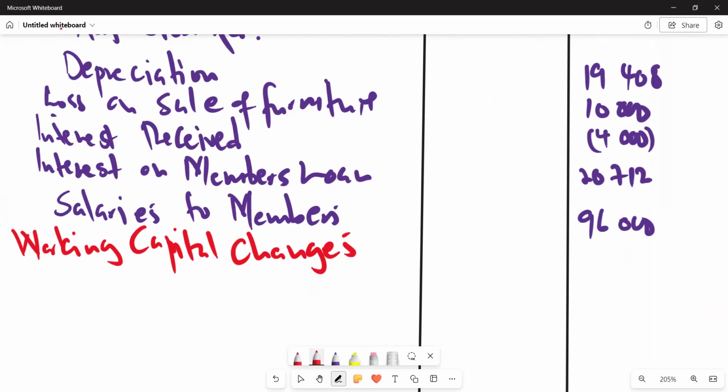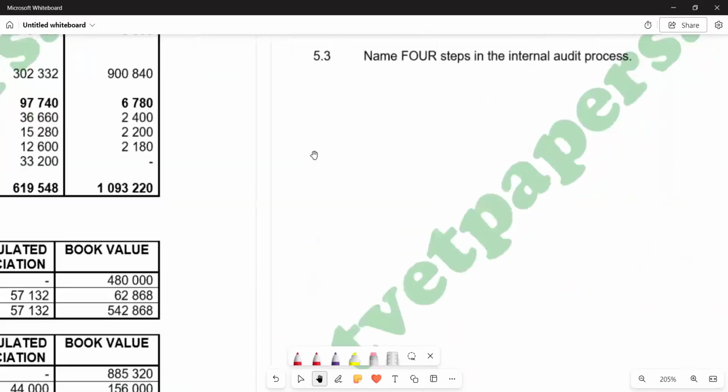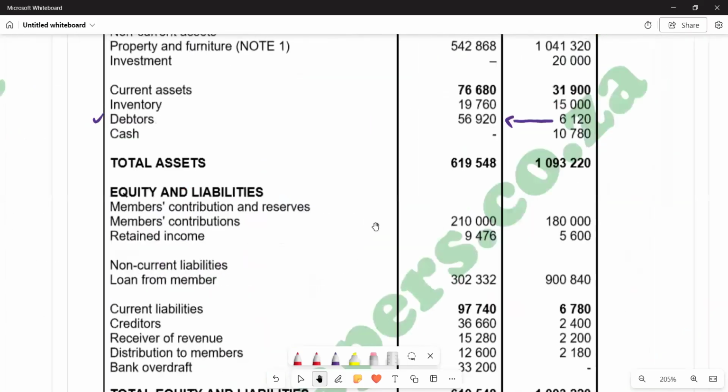For current liabilities, we are going to look for a change in creditors. If it's an increase in creditors, it's a positive. So it's a positive relationship. Then if it's a decrease, it's a negative. So this is what we have. We go to the statement of financial position and look for those changes. We start with current assets.